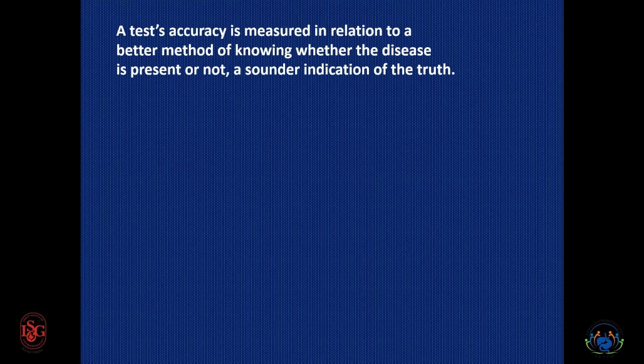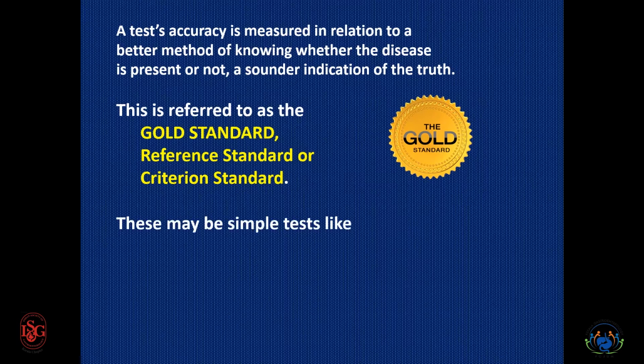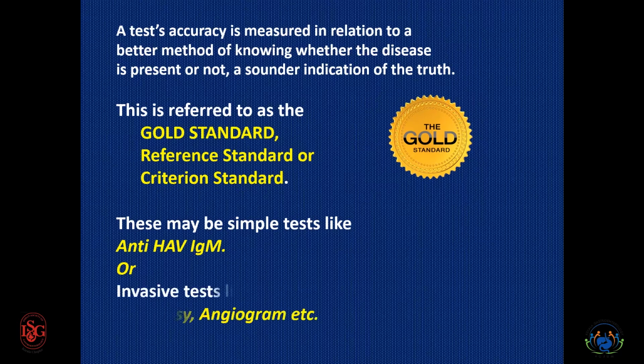Test accuracy is measured in relation to a better method of knowing whether the disease is present or not, the method of arriving at the truth. For this, we use the gold standard. The gold standard can also be called the reference standard or the criterion standard. These can be simple tests, for example, anti-HAV IgM to diagnose acute hepatitis A. It may be a simple blood test, or it could be an invasive test like a biopsy, angiogram, laparotomy, and so on.